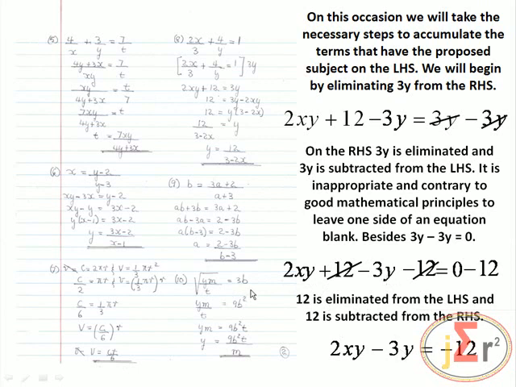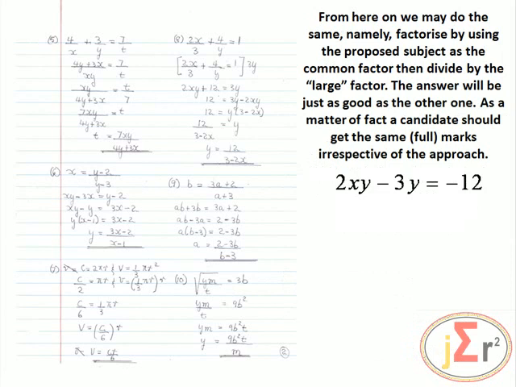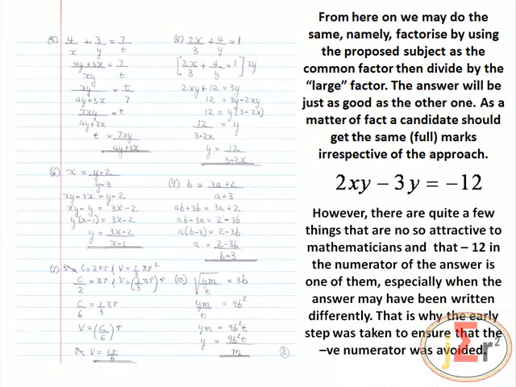From here on, we may do the same, namely factorize by using the proposed subject as the common factor, then divide by the large factor. The answer will be just as good as the other one. As a matter of fact, a candidate should get the same full marks irrespective of the approach. So, well, we may not do that immediately.